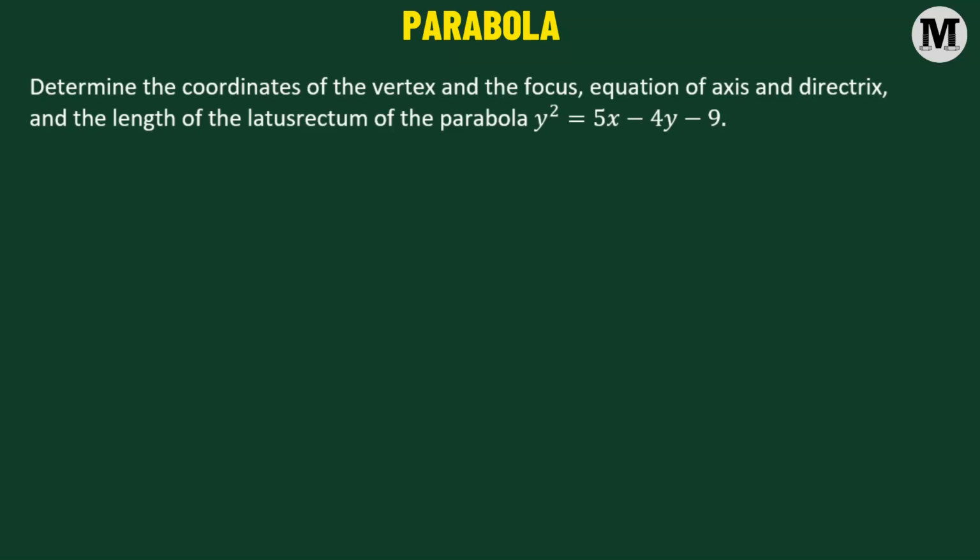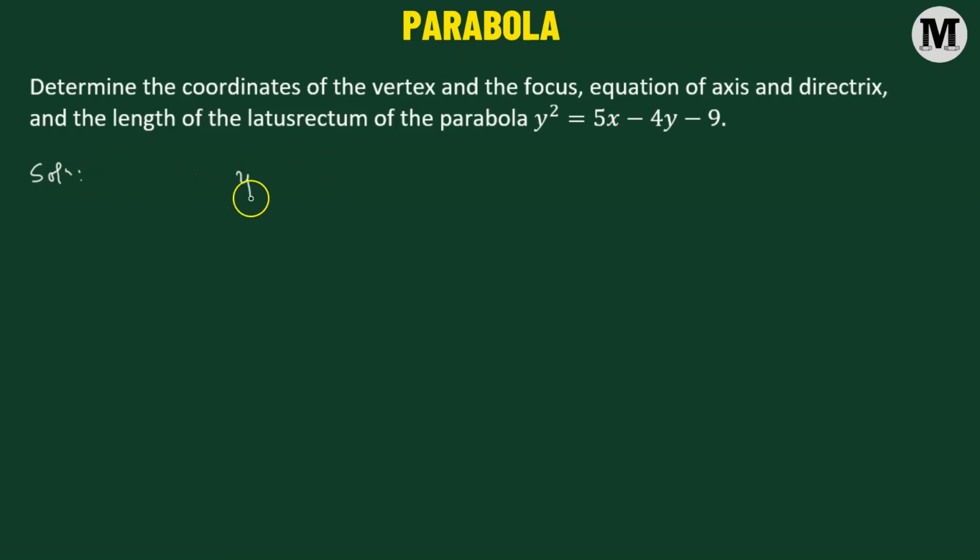So we need to determine the coordinates of the vertex and the focus, equation of the axis and directrix, and the length of the latus rectum of the parabola y squared equals 5x minus 4y minus 9. Let's begin. Now we'll start with the given equation of the parabola.